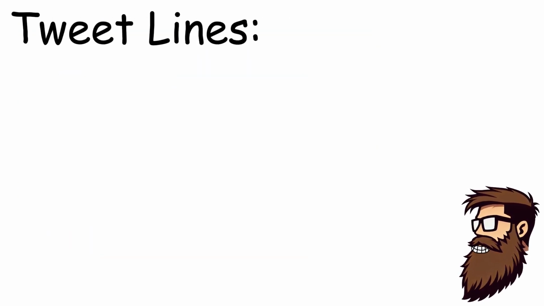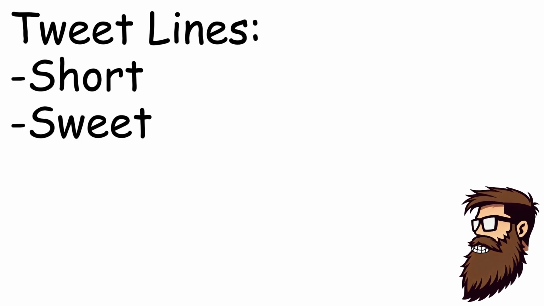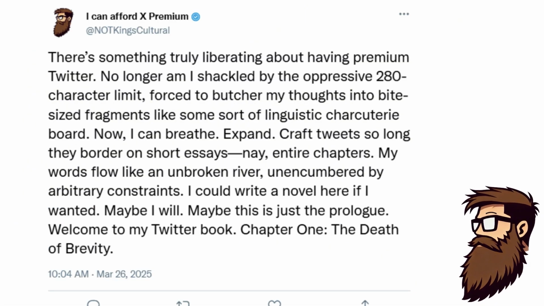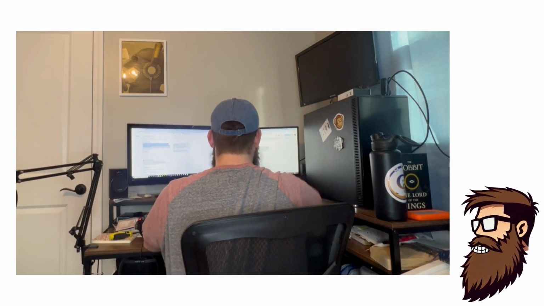Find places to insert what I like to call tweet lines. These are thoughts on verses that are short and sweet so that people can walk out remembering them. Usually they're about the length of a tweet before they made Twitter pay to write. Fist pump alone when you find a good line.